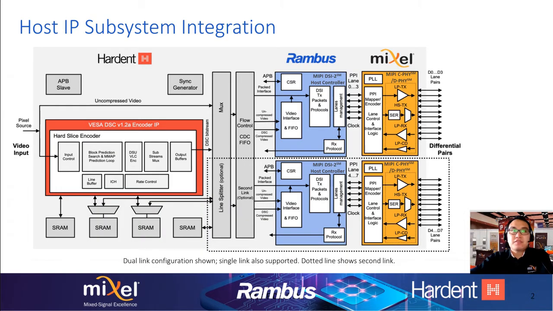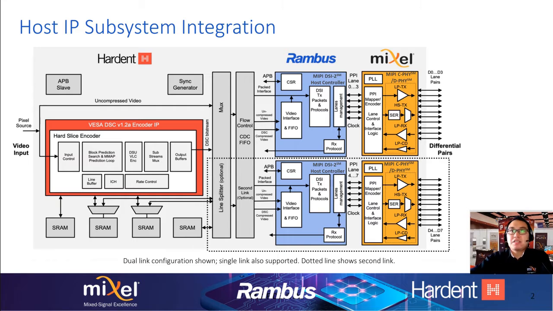Now let's get started by first taking a look at the different blocks that make up the MIPI DSI-2 and VESA DSC IP subsystem. The subsystem is designed to enable video transmission over the Mixel C-PHY D-PHY combo and includes support for the VESA DSC compression over MIPI DSI-2 transport. The subsystem is made up of a dual-channel MIPI DSI-2 transmitter with DSC compression, including the Hardent DSC version 1.2 8 encoder IP, the Rambus DSI-2 host controller with 1 or 2 instances, and the Mixel MIPI C-PHY D-PHY combo IP with 1 or 2 instances.